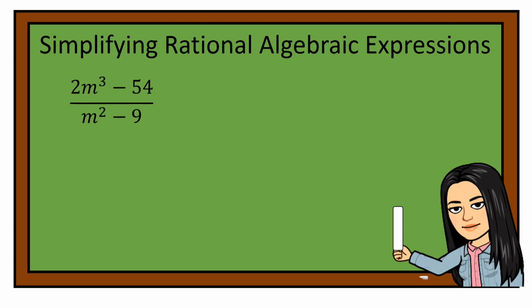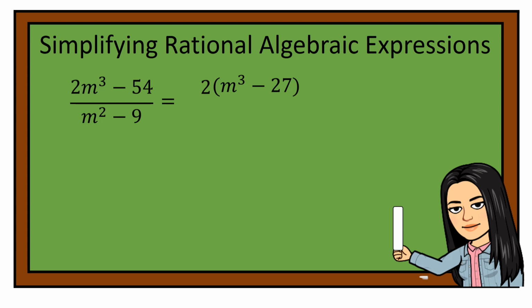For our last example, 2m cubed minus 54 over m squared minus 9. So that would be equal to, so take a look first at the numerator. What factoring technique are we going to use in the numerator? So we can apply here factoring using greatest common monomial factor. And what is the greatest common monomial factor? So that is equal to 2. So 2m cubed divided by 2 and 54 divided by 2.